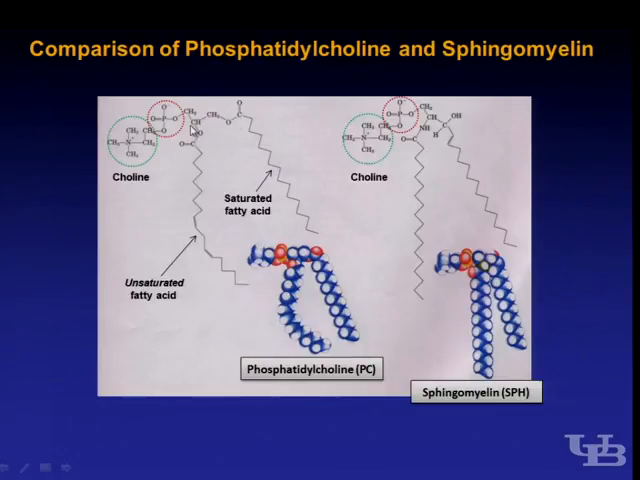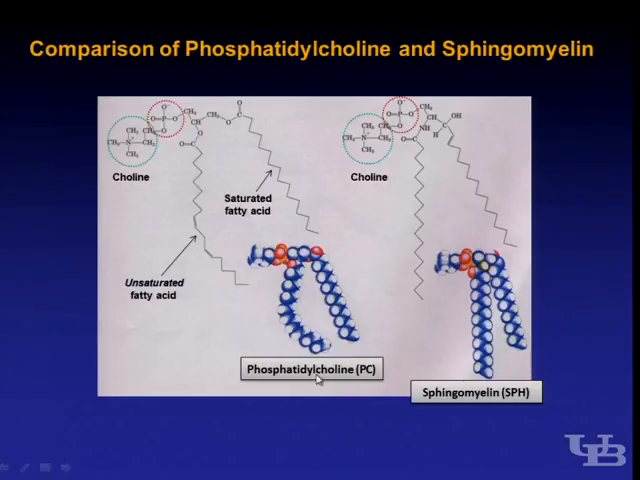The linkages in here are a little bit different, but they both have two tails. The difference here is one of the tails is always going to be the same from sphingosine, but the other one can vary. So when you look at the space-filling model in terms of the polar head group being a phosphodiester hooked up to a choline head group, and then having these two tails, even though their linkages are a little bit different, their three-dimensional structures can be quite similar.